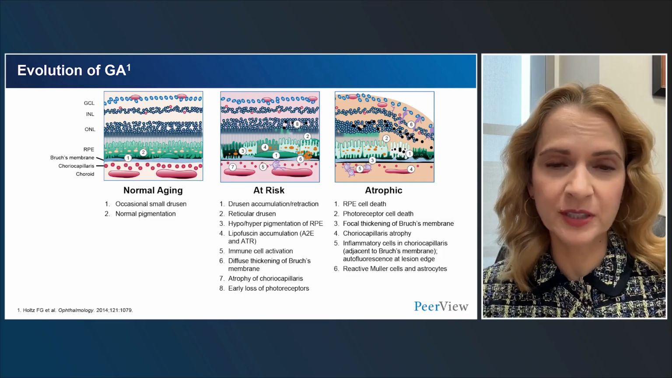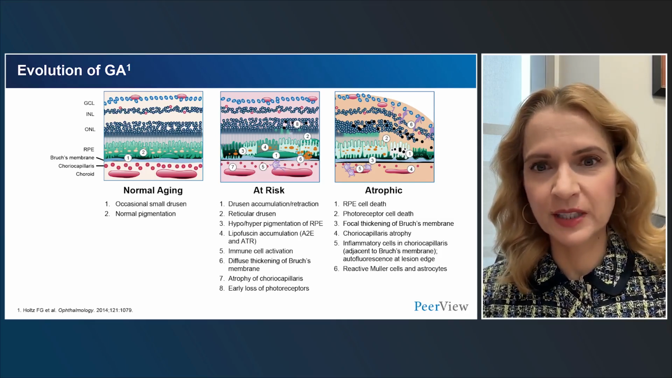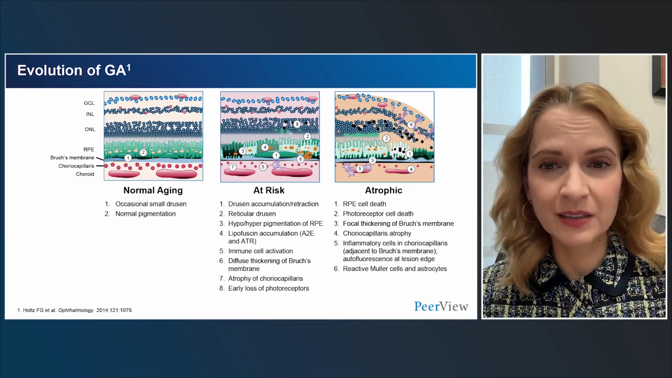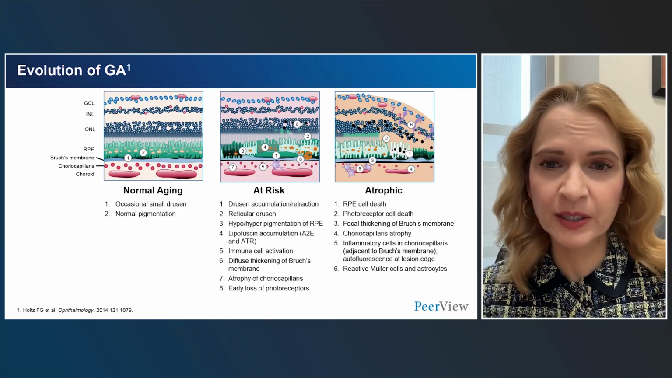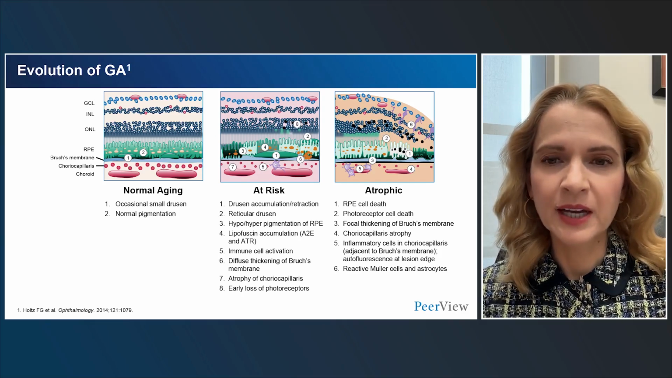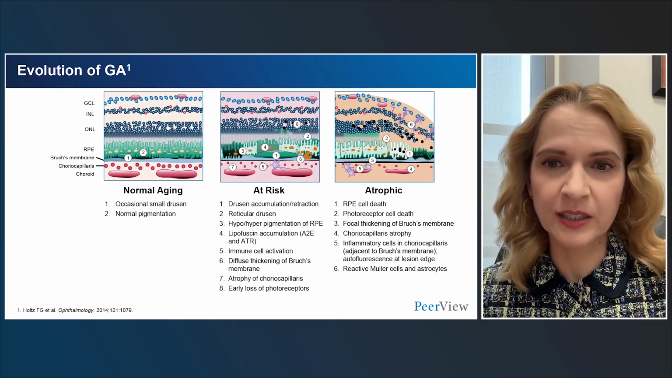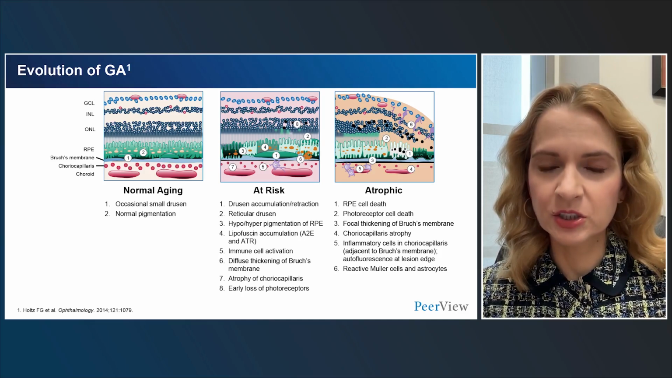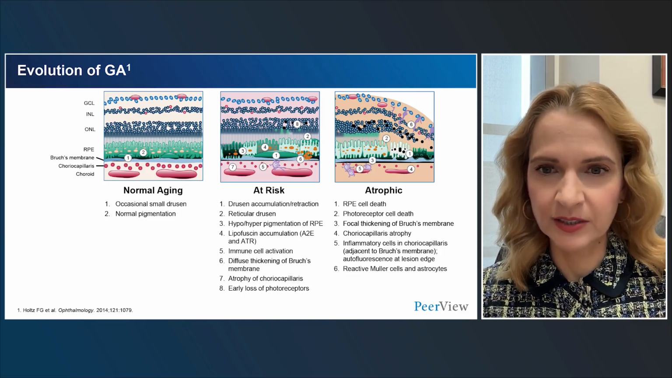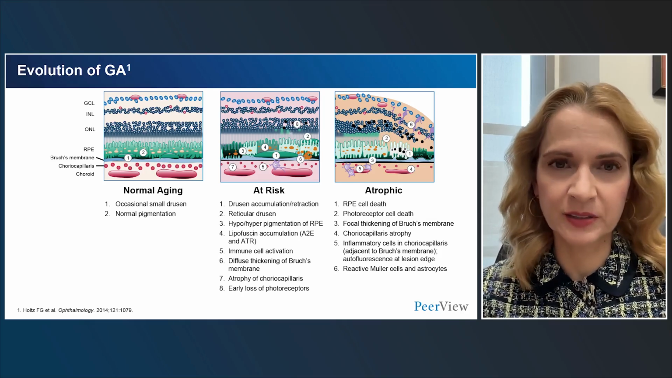early loss of photoreceptors. Later on in advanced disease, in the atrophic stage, there's RPE cell death as well as photoreceptor cell death, focal thickening of Bruch's membrane, choriocapillaris atrophy, and there are inflammatory cells in the choriocapillaris that are being brought in. These are adjacent to Bruch's membrane. This shows up as a signal of autofluorescence at the lesion edge that we can follow clinically. There are reactive Mueller cells and astrocytes also present in the retina.